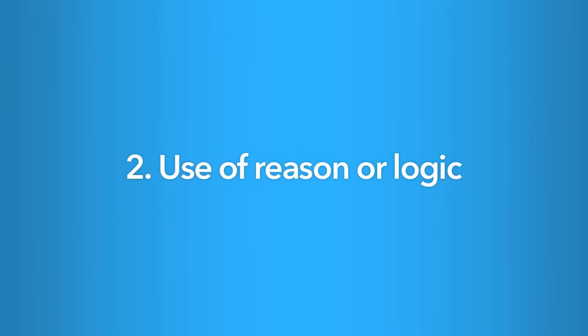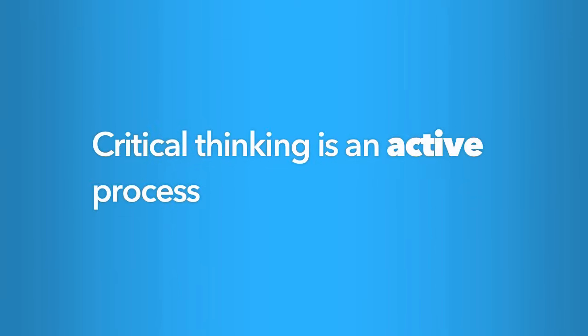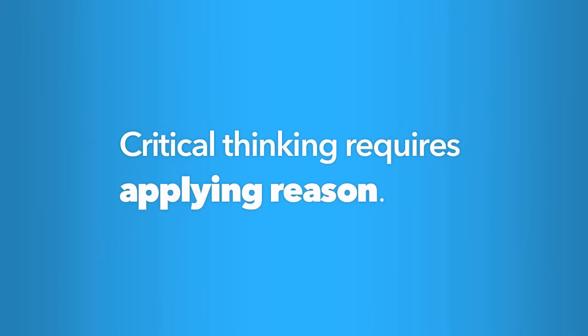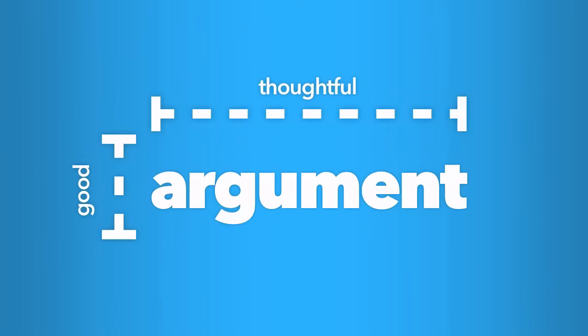Number 2, reason or logic. So, critical thinking is an active process meant to move us, whether it's a class or another community that you belong to, towards greater understanding of difficult economic, social, ethical, and legal problems. In order to do this effectively, critical thinking requires applying reason. Over the next few modules, we will examine reason more deeply. We will develop yardsticks for assessing whether an argument is a product of good, thoughtful reasoning.